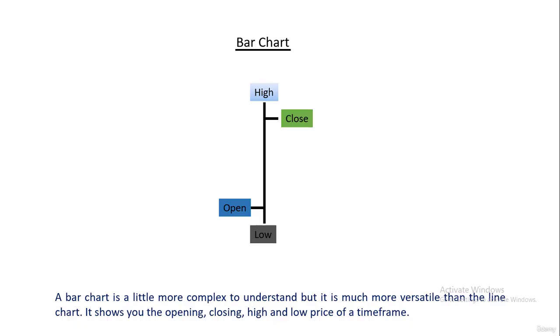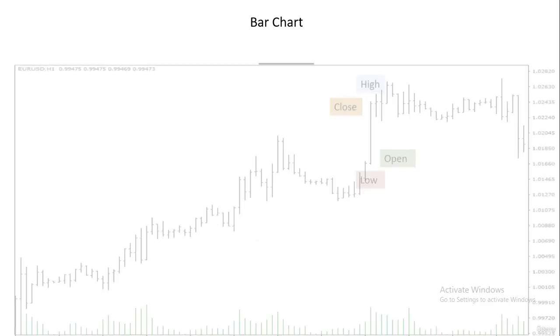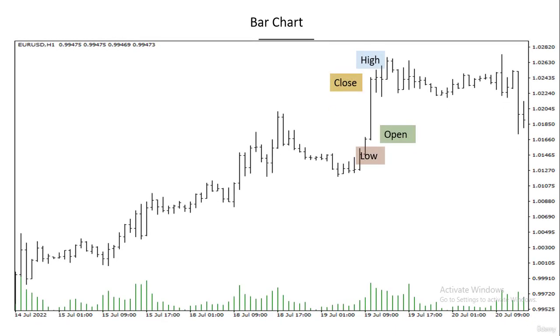You should know that original bar charts are black and white, and some brokers and trading platforms provide the option to color the bar chart. Bar charts are basically used in black and white format. So let's see the real chart example. This is the EUR/USD 1-hour chart.